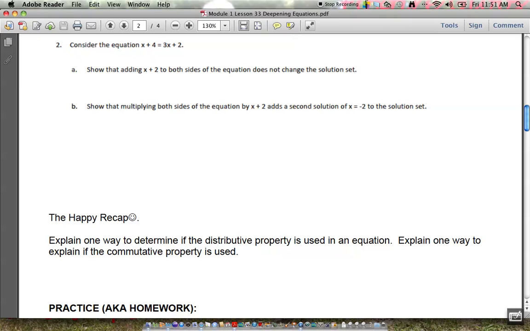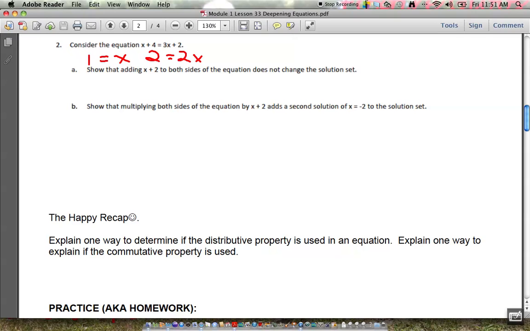What do we get? Well, what are we going to get? 1 is right. If I subtract x from both sides, I'm going to get 2x over here. If I subtract 2 from both sides, I get 2. So that means that x is 1.